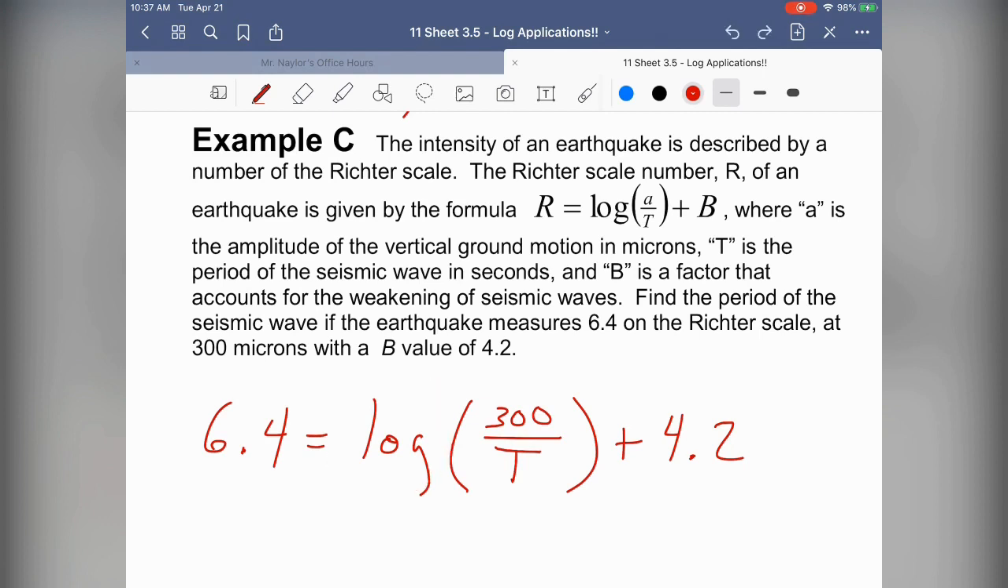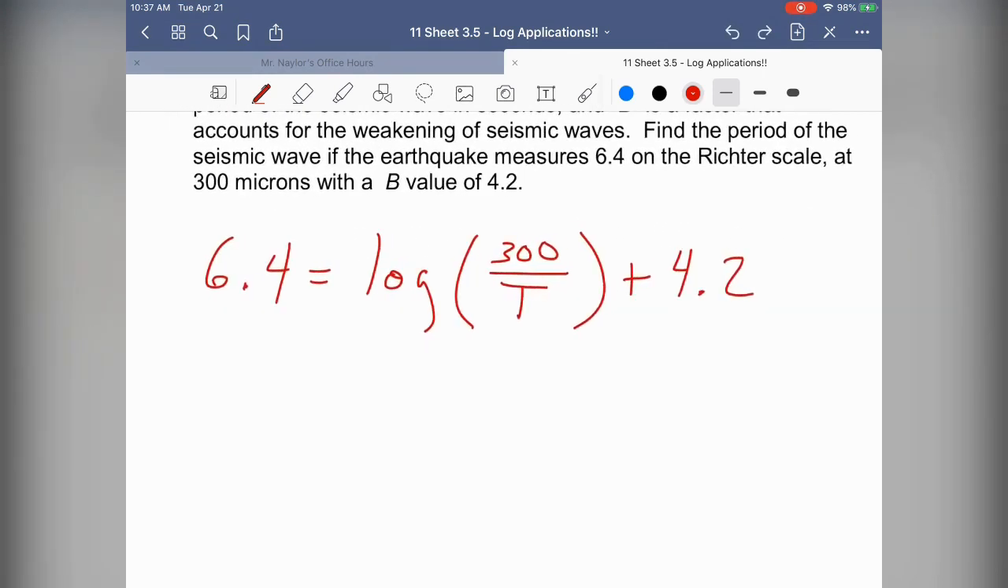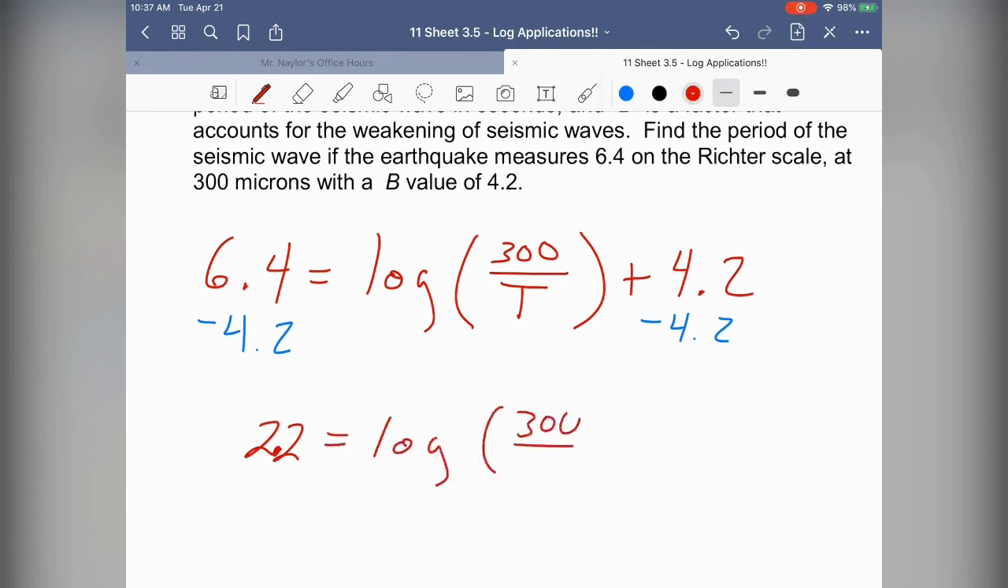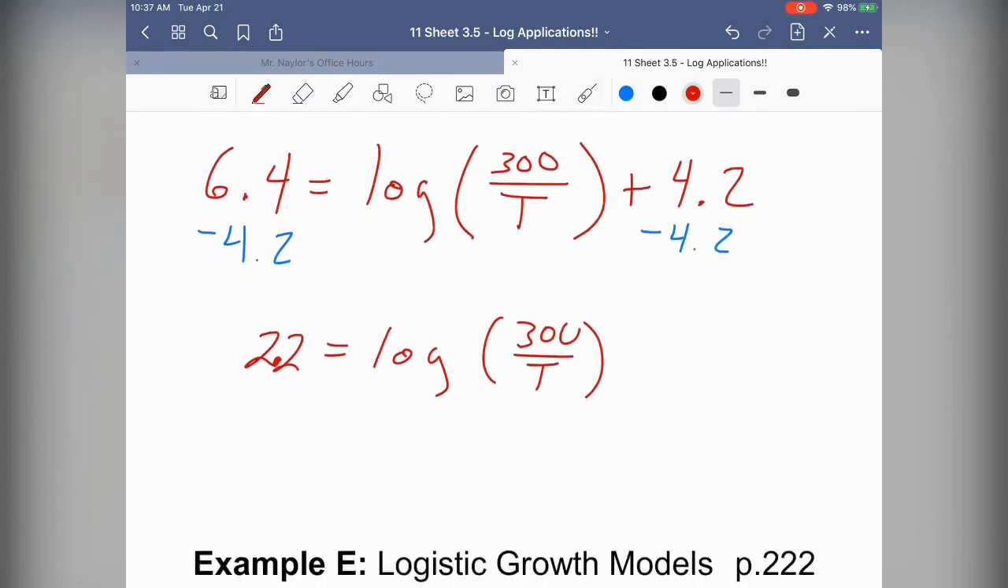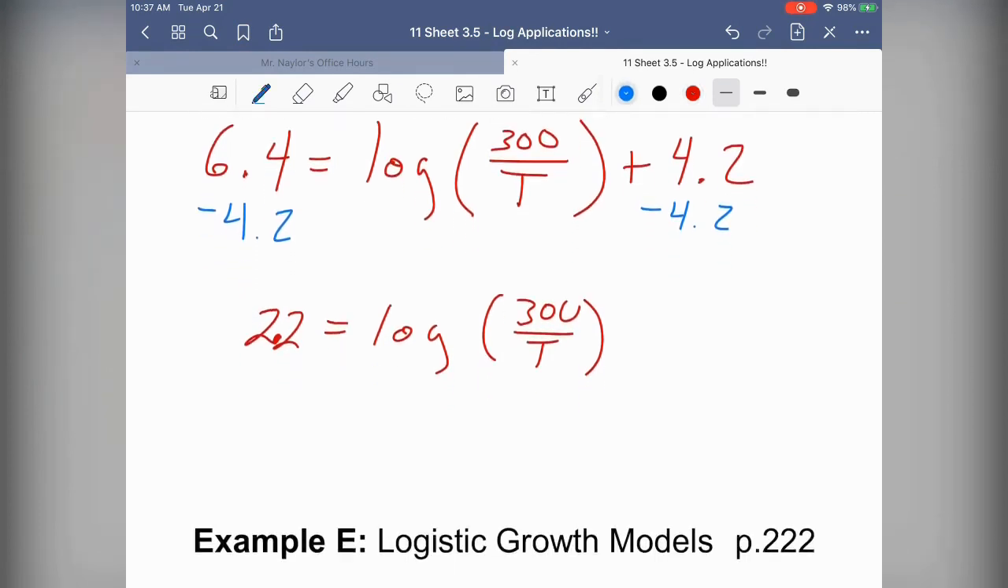So we're going to have to get our best algebra skills to work here. We're going to have to solve this thing for t, but you know how to do this. You know that you're going to work from the outside to the inside. I would assume that you're going to subtract 4.2 first. Now, you get 2.2 equals the log of 300 over t. And so now comes the time to get rid of the log. Now, don't get rid of a log by using a log, but do get rid of a log by using a base. And remember, the base in this problem has to be assumed to be base 10.